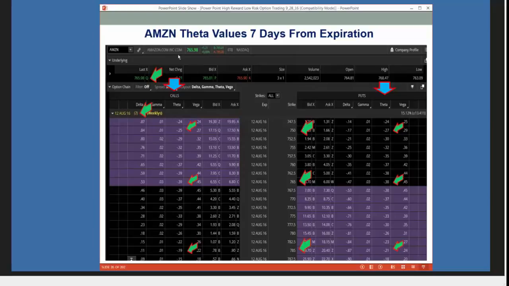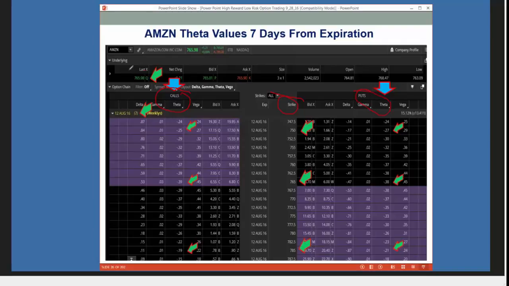Now here's an example of theta values. So this is Amazon 7 days from expiration, and you'll see the difference in how much greater the theta or time decay is as you get closer to expiration. So on this option chain, this is Think or Swim. Here are the strike prices. Here are the calls, and here's the theta value here. Here are the puts, and here's the theta value there.